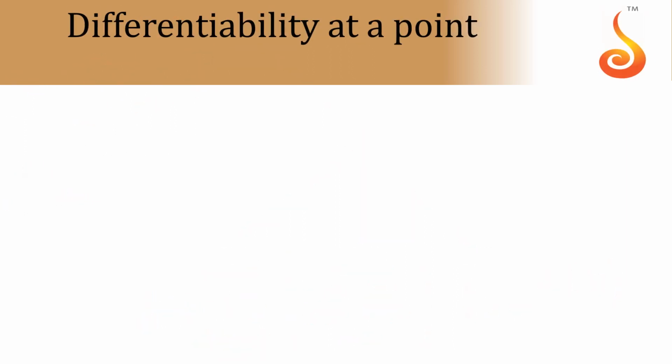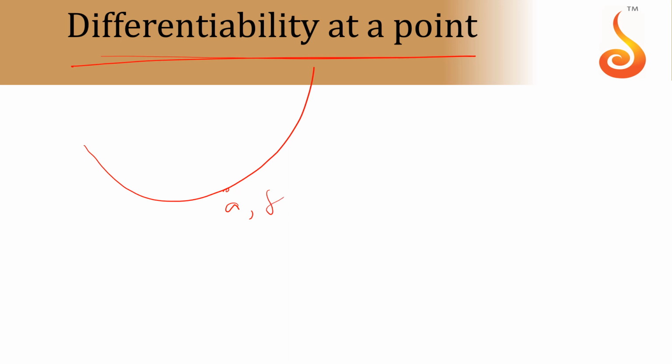Next, differentiability at a point. Suppose you have a curve with a point a comma f of a, meaning generally we say at x equal to a, we speak of the x coordinate. Suppose I take a point on the left side, and for understanding's sake I am taking it far away, but it is the point in the immediate neighborhood, the point immediately left. Let it be a minus h, then f of a minus h.